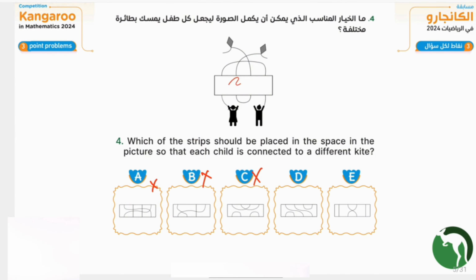Now let's check the second one. We have like this, so this one is also connected, so D is the correct answer.